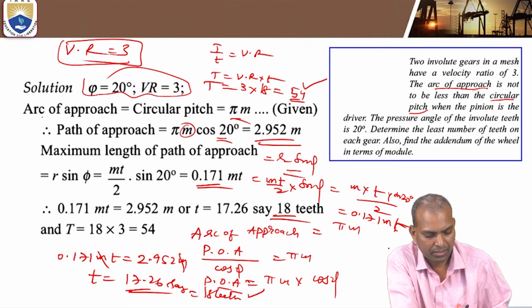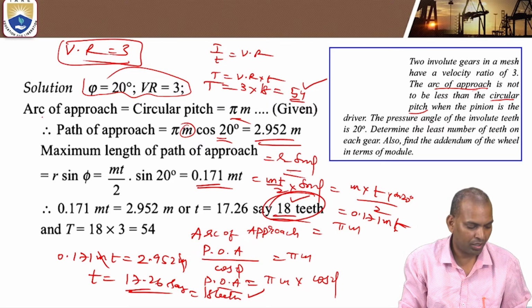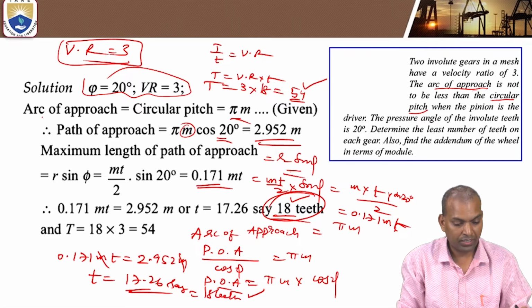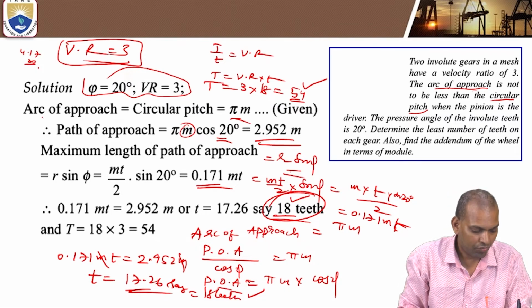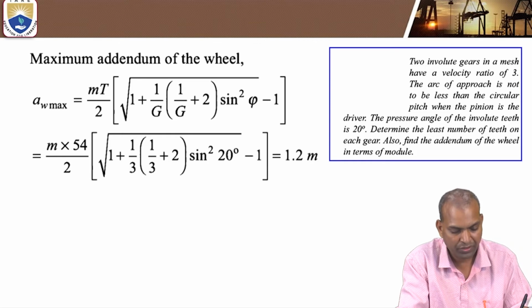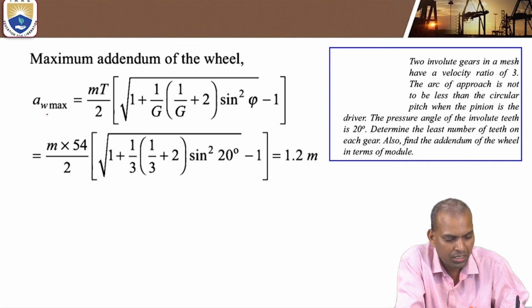Alright, this is the manner we have to solve. Next one, find the addendum of the wheel. What is that addendum of the wheel? Next, that is the maximum addendum of the wheel. The maximum addendum of the wheel is AW maximum.